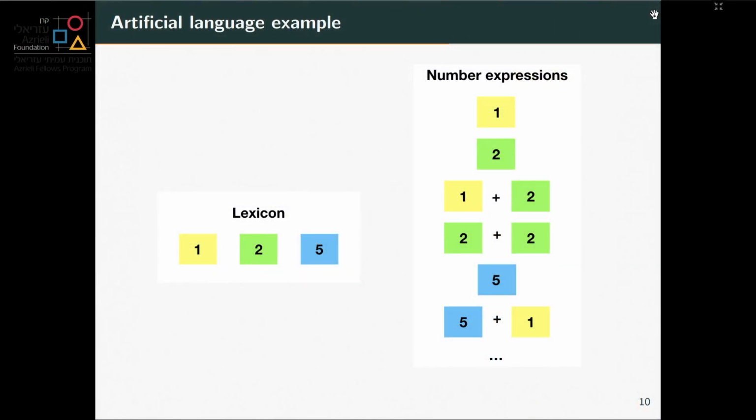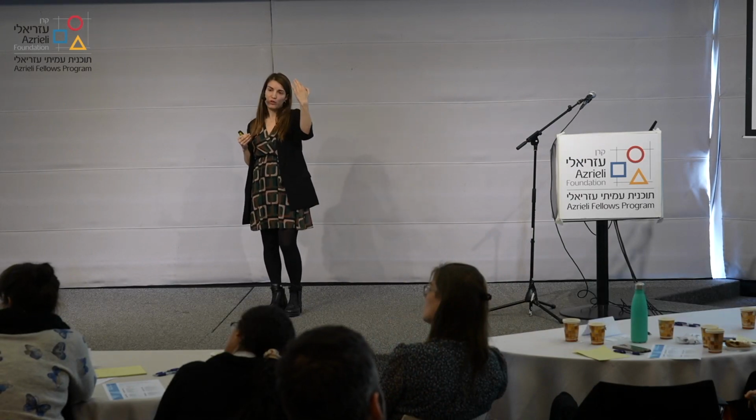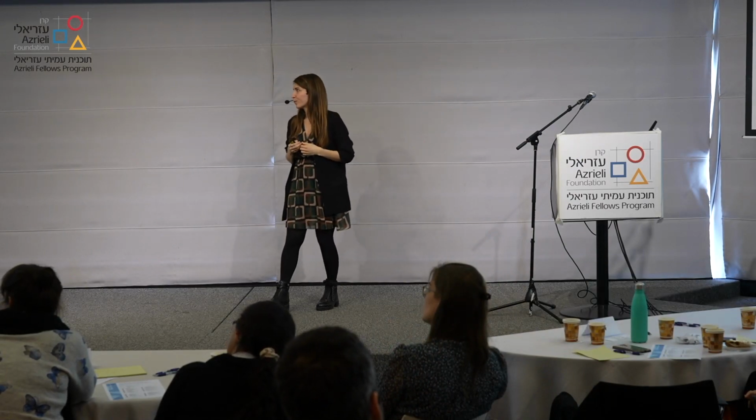And then it contains a set of number expressions for numbers between 1 and 99 that are composed from these building blocks, so from these lexical items. So for instance, in this language, the expression for number 1 is going to have just one morpheme, same for the expression for number 2, but then the expression for number 3 is going to be composed as 1 plus 2, the expression for number 4 is 2 plus 2, and so on. So I generate many, many such languages, and they can be plotted per their lexicon size and the average number of morphemes in their number expressions.